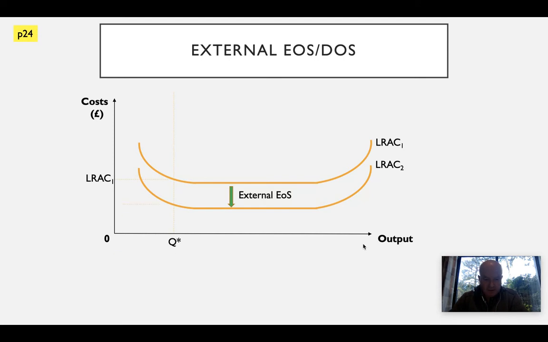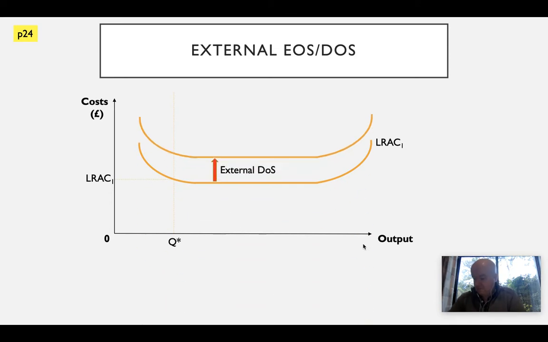Now you can see as a result of that, we're going to get a slight change, because for LRAC2, clearly the costs to produce at that same level as LRAC1 are going to be significantly less. And so in this situation, you can see that we have a reduction in our long run average cost curve caused by external economies of scale.